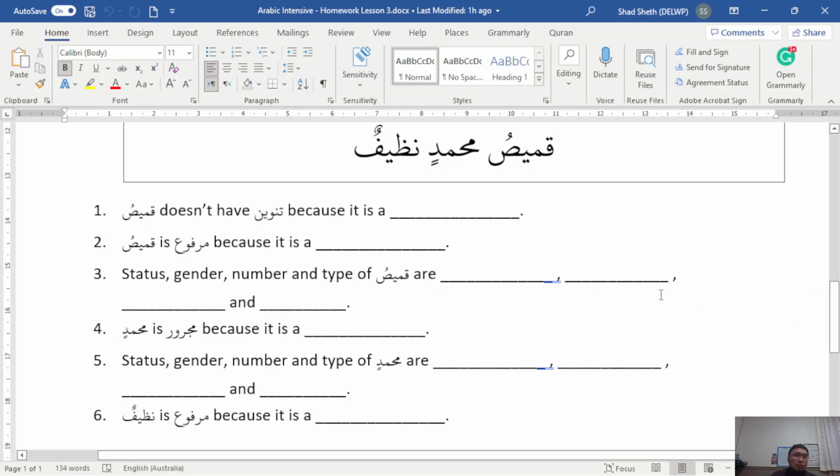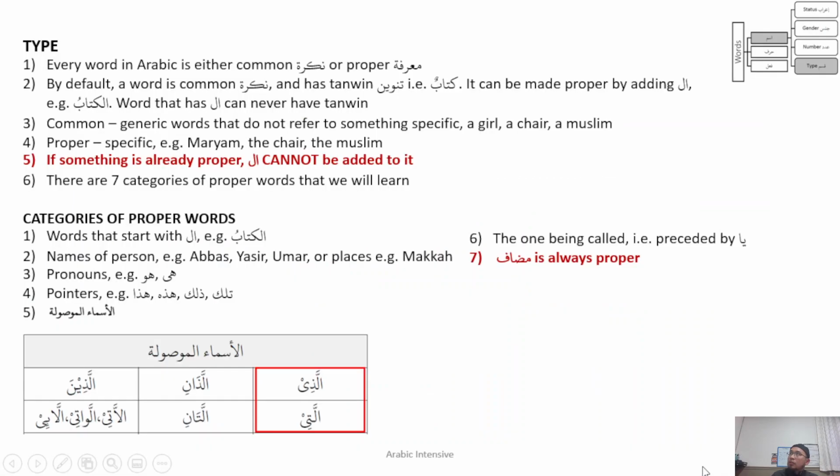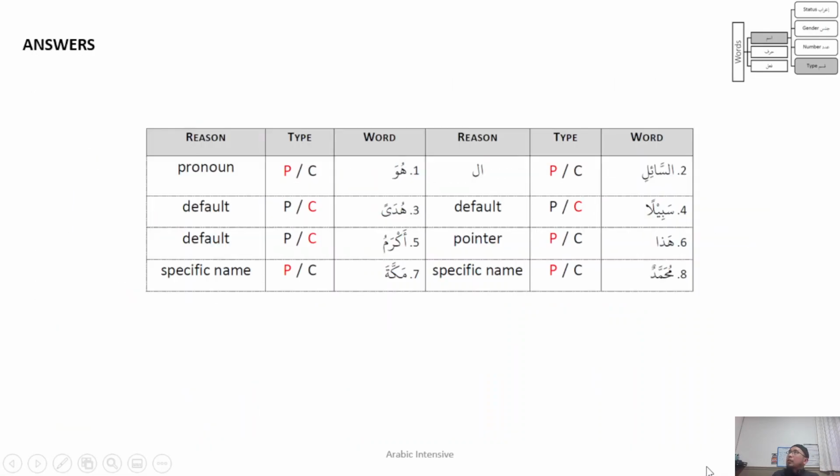Okay. So today we don't really have too much time left, but I think we can cover at least the zarf. We skipped the zarf last time because we ran out of time. So I'm going to go to the zarf, zarful makan and zarful zaman.